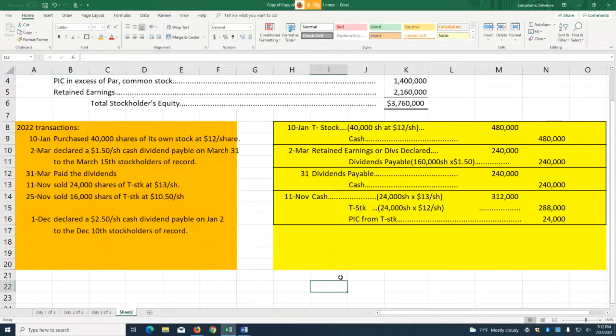So that means this is going to look a lot like the one we just did. So November 25th. It's actually going to make the dividend a little bit easier because it's for the full 200,000 again. So if we are selling our treasury stock, we are going to debit cash, and it's going to be 16,000 shares at 1050.